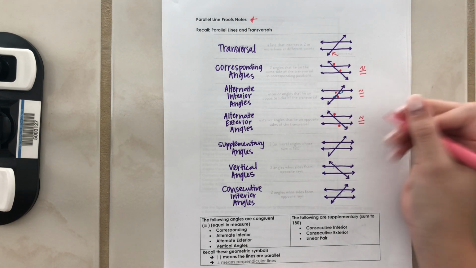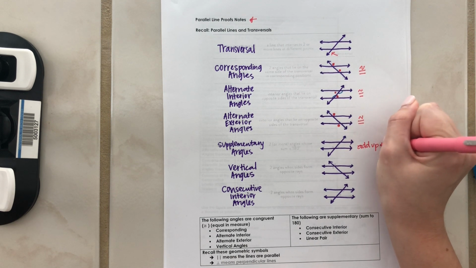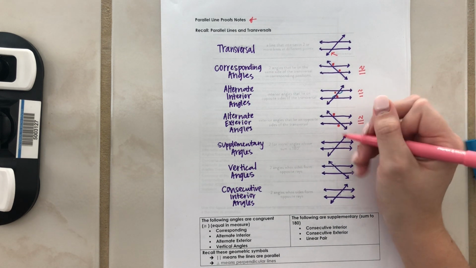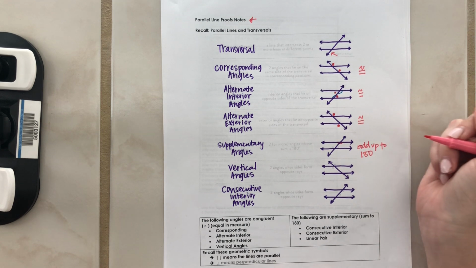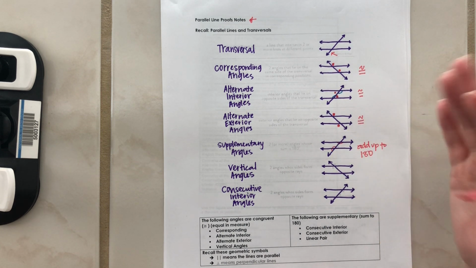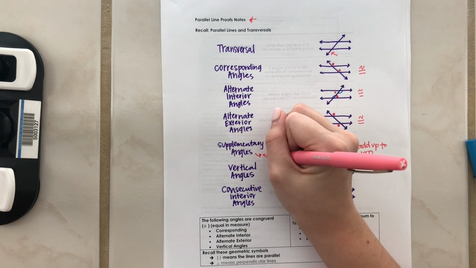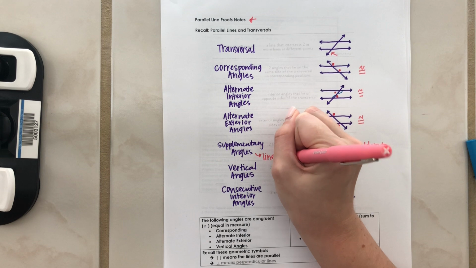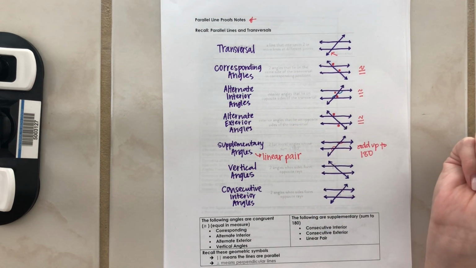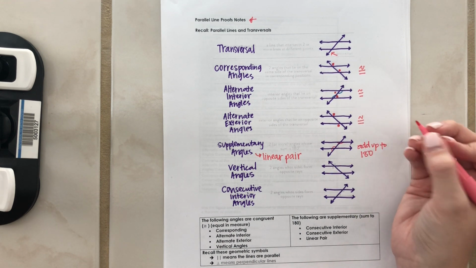Supplementary angles are just going to add up to 180. In our parallel lines and transversals, we could have these angles add up to 180. These angles could add up to 180. There's a few options. A lot of times, supplementary angles will either be linear pairs, like the ones I've highlighted, or they will be consecutive interior or consecutive exterior.